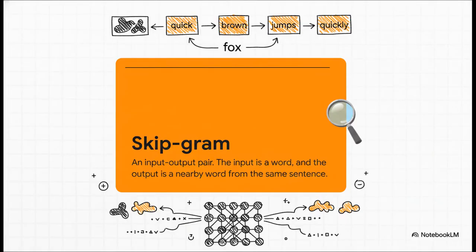Now, these little training pairs, they have a name. They're called skipgrams. So if you have a sentence like, "The quick brown fox jumps," one skipgram might be, "Here's the word fox, now predict the word jumps." Or, "Here's fox, predict brown." We create billions of these little pairs. And by trying to guess the right nearby word over and over and over again, the network starts to learn which words like to hang out together.